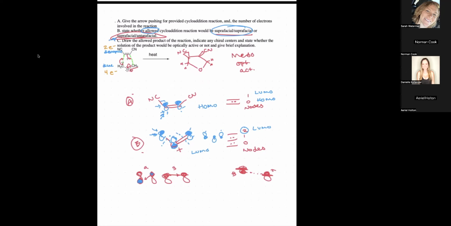The point is that the end pi systems are the same, and these end pi systems are also the same. They're not opposite, right? If there was a node here, then they would be opposite. And this would be your bonding, and this would be your non-bonding, and then that would be antara, right? But it's not. There's no node there.